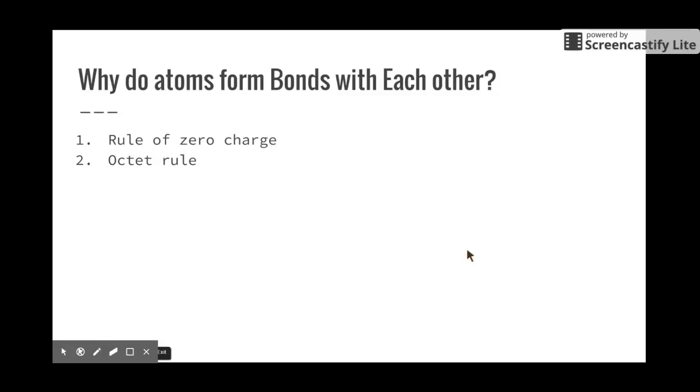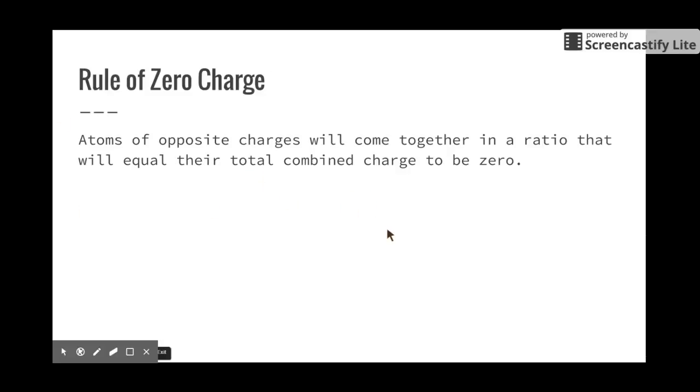So why do atoms form bonds? Why do they make compounds? Well, there's kind of two things here. There's the rule of zero charge and the octet rule. These are two reasons that atoms want to form bonds. So the rule of zero charge means that atoms of opposite charge will come together in a ratio that will equal their total combined charge to be zero.